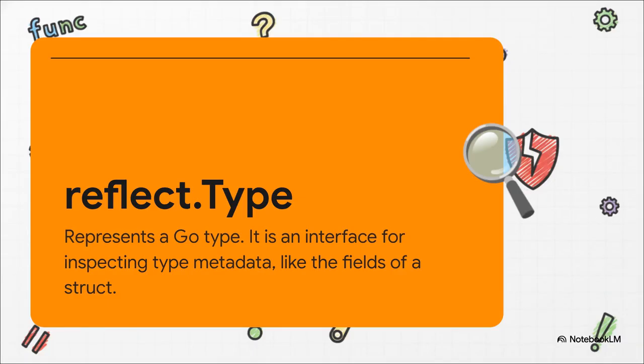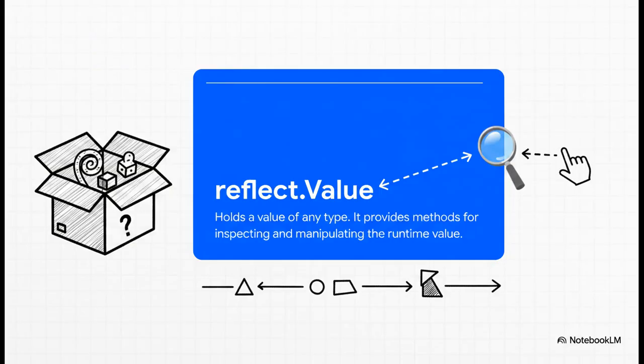So reflect.Type is all about the metadata. It's the what. You call reflect.TypeOf on a variable, and you get back this object that tells you everything about its underlying type. What are its fields called? What are their types? It's all there. And then you have reflect.Value. This is the actual thing. It's the container that holds the data itself. When you call reflect.ValueOf, you're getting an object that wraps the runtime value. This is how you'd actually read that string or get that integer out of a field.